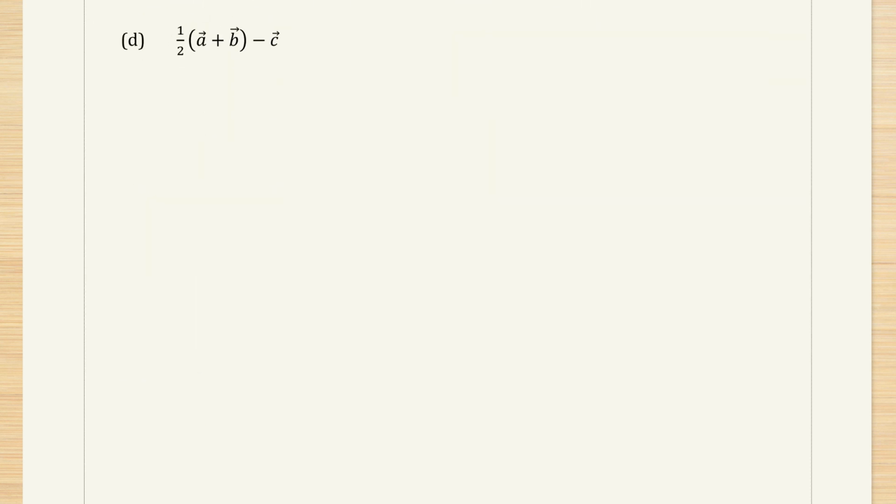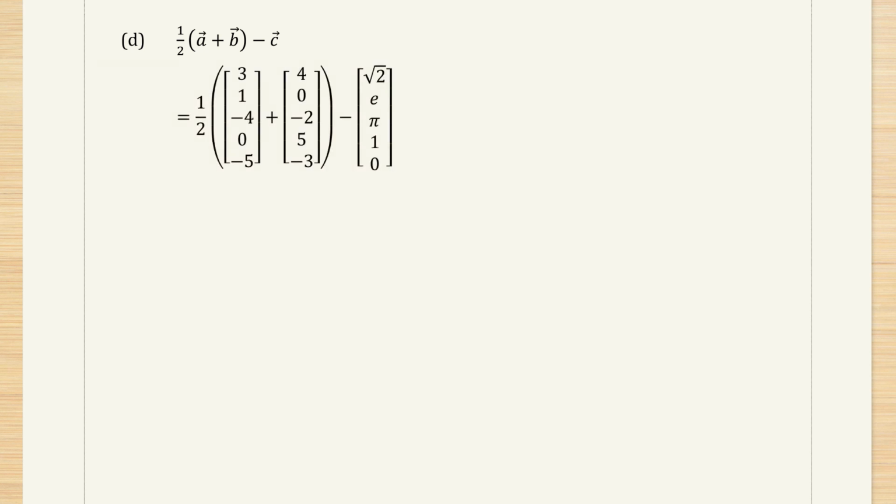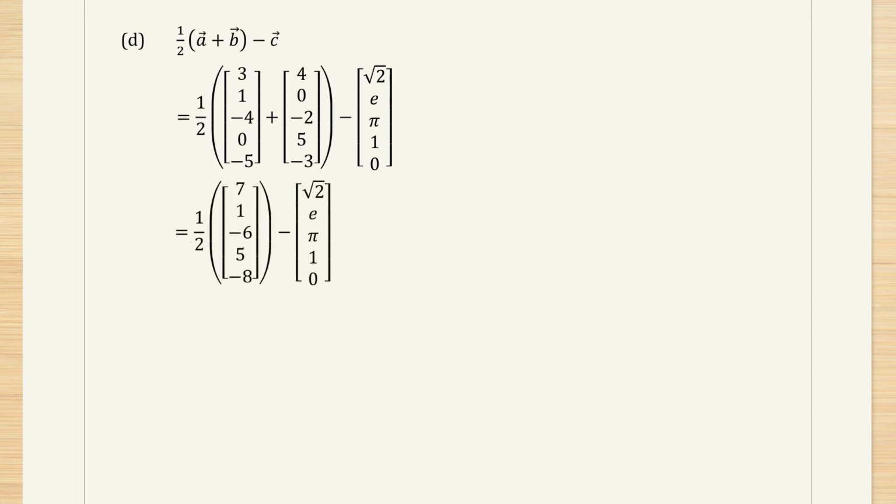A plus B, the sum multiplied by half, then subtract C. Putting in the vectors for A, B, and C. Doing the stuff in brackets, A plus B, we add component by component: 7, 1, -6, 5, and -8. That is multiplied by half, and then minus C just comes along.